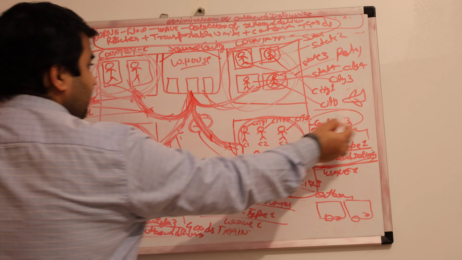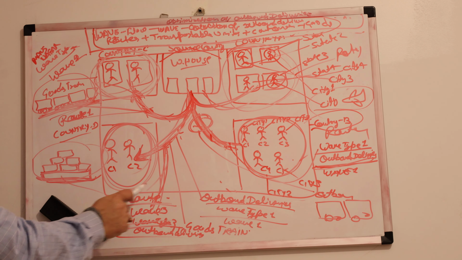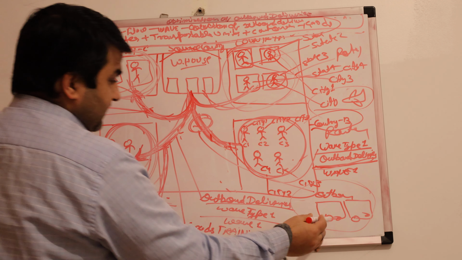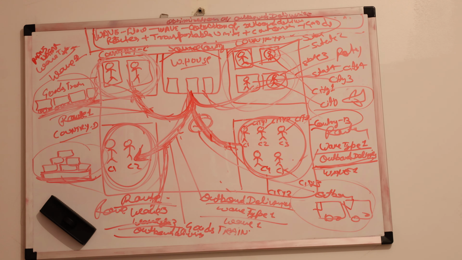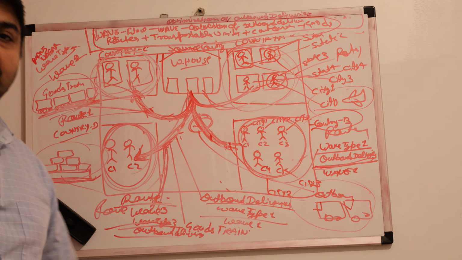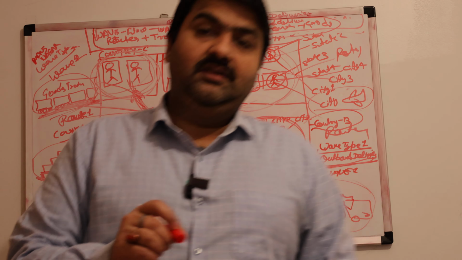Here we are sending the goods by aeroplanes. Here we are sending the goods by ships. Here we are using the trucks. These are the trucks, the transportable units. So this is the optimization of wave management in Extended Warehouse Management.